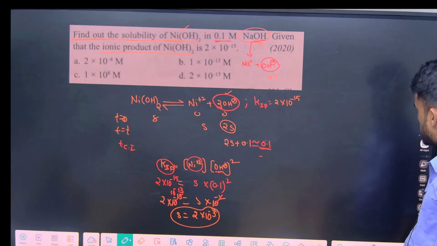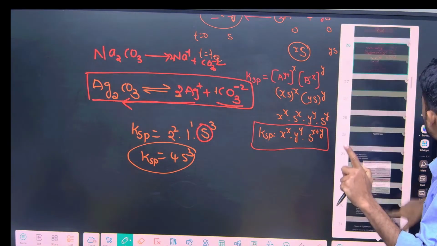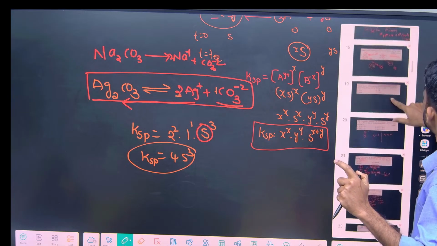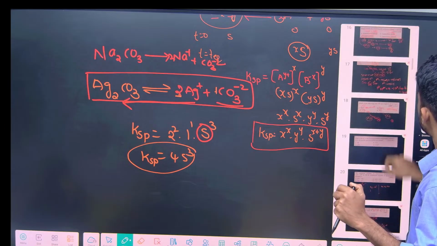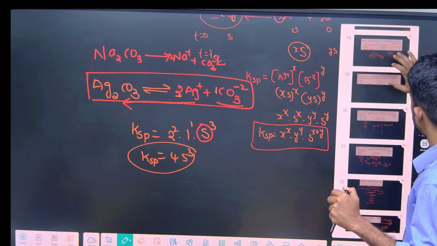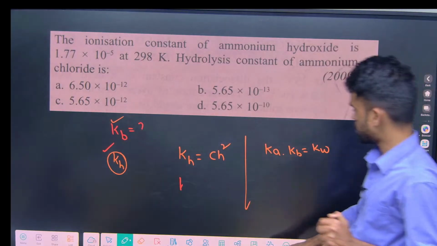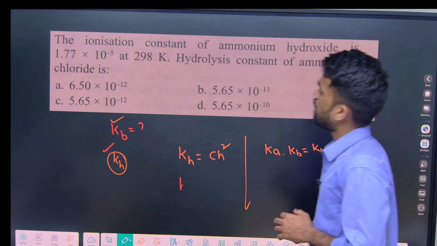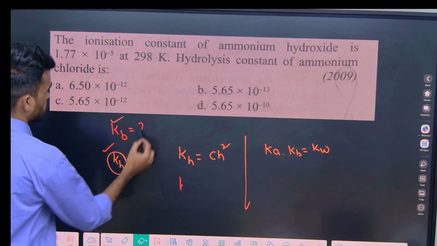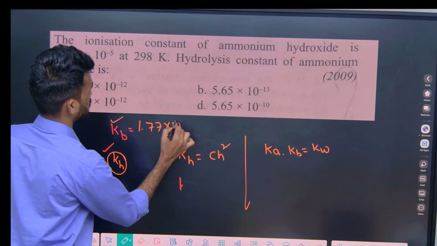Okay, let's move forward. Yeah, the next one, I have left one question there. Yeah, this one. What does the question say here? Ionization constant of ammonium hydroxide. It means the Kb value is how much they mentioned? 1.77 into 10 power minus 5.